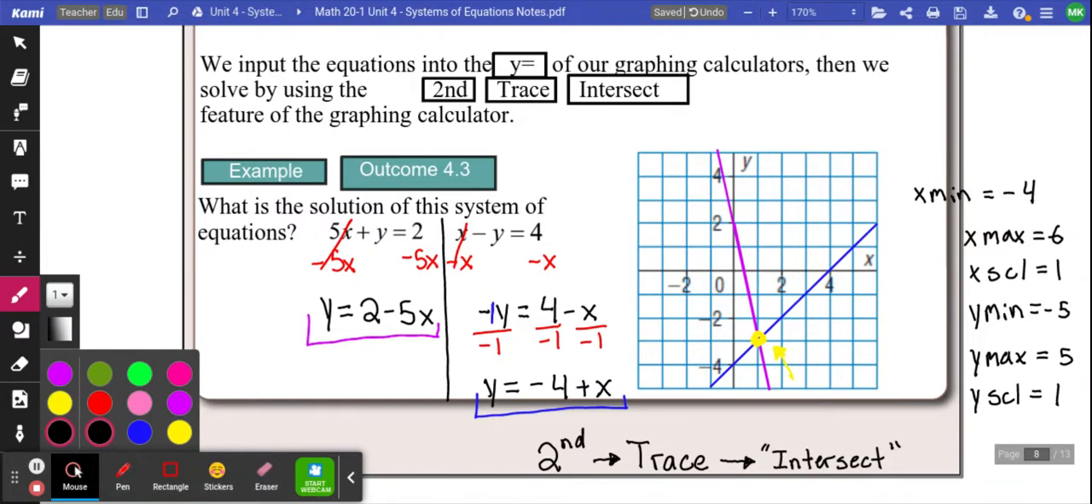On the bottom of your graph right now, it's going to say first curve. So you'll notice your cursor is on your first line. It's blinking at you. Use your left and right arrows to move to where your intersection is, right here where this yellow spot is. When you're close to that, hit enter. Then it's going to say second curve, hit enter again. Then it's going to say guess, hit enter again. And it will tell you exactly where that answer is. That answer is 1 comma negative 3.